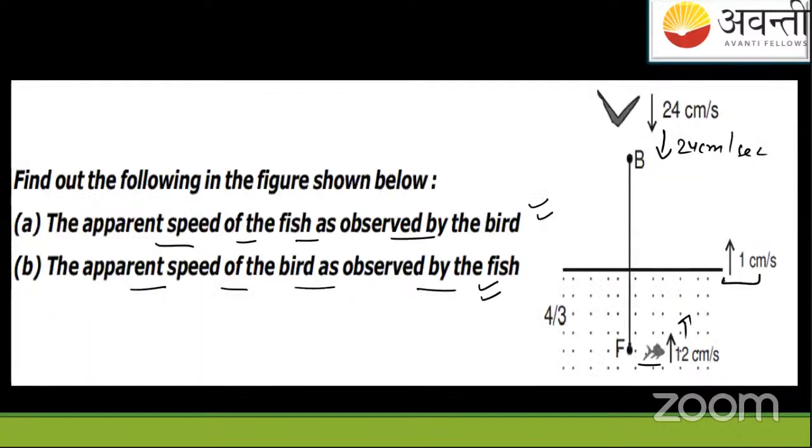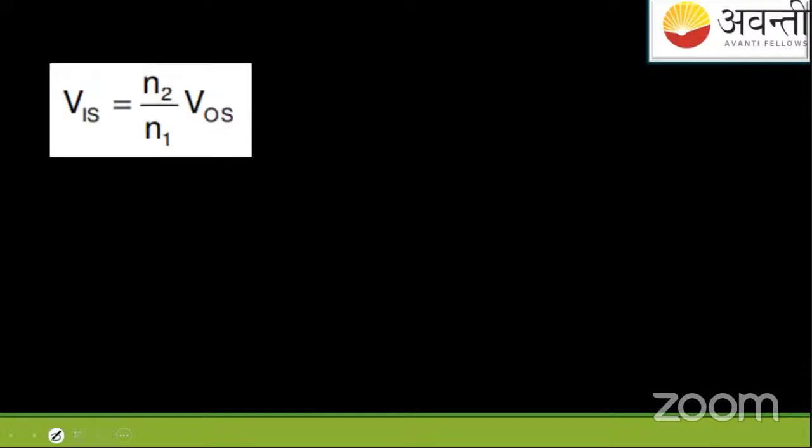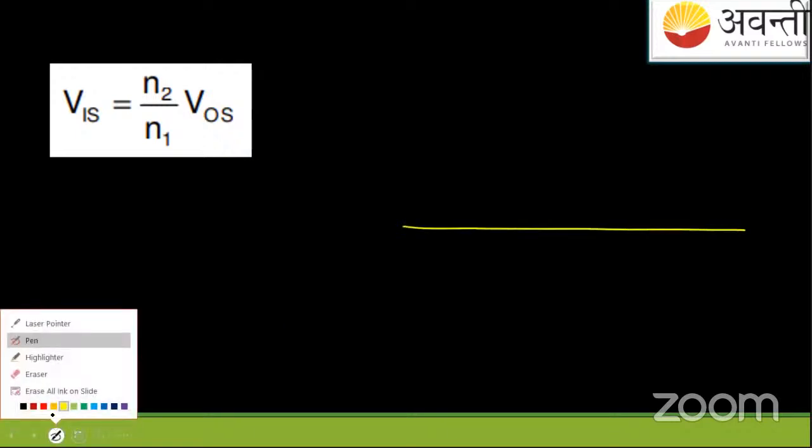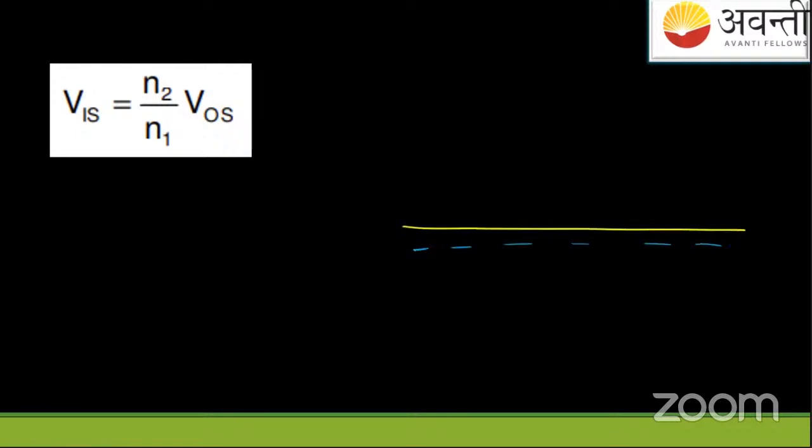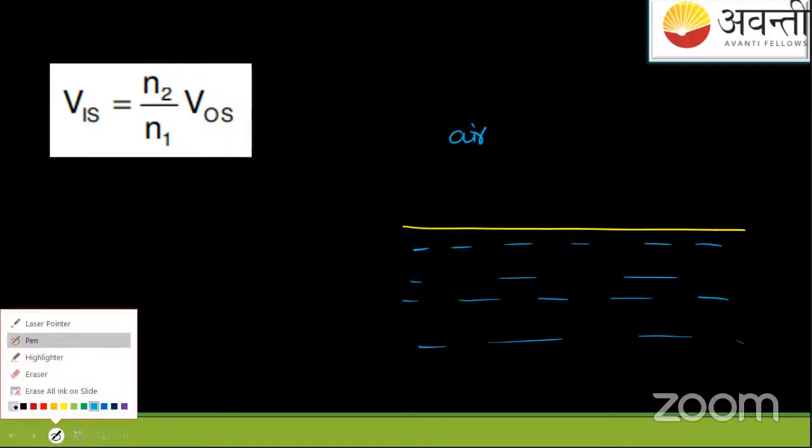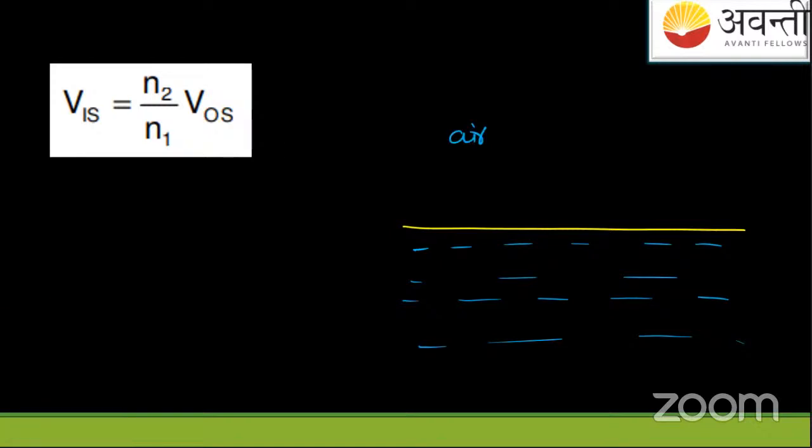So when we apply this, in the first part, what is happening? It says the bird is moving at 24 centimeters per second. So these are the pictures. Let me draw it properly. There is a boundary separating two mediums. This is water, and this is air. Suppose the object is inside, so I'll write simply: fish. This is the fish.